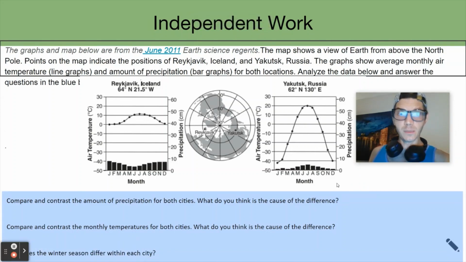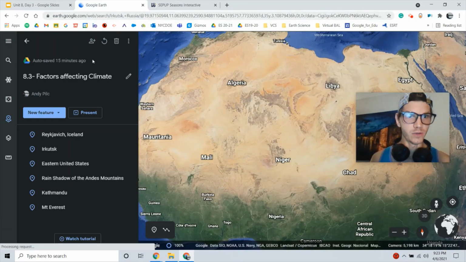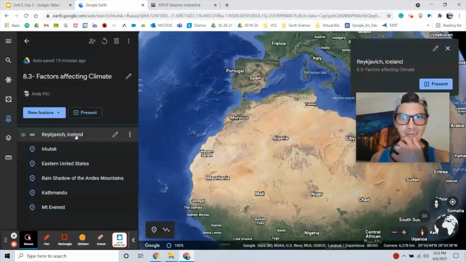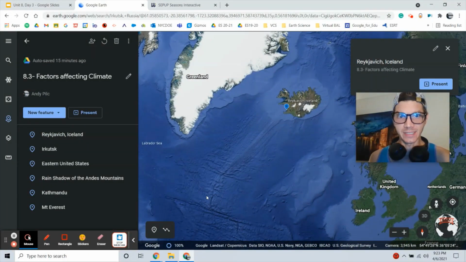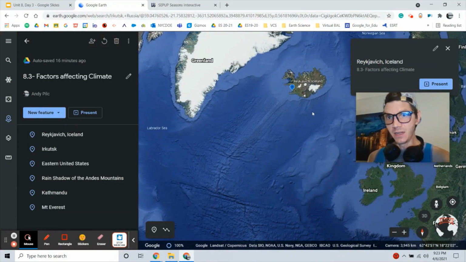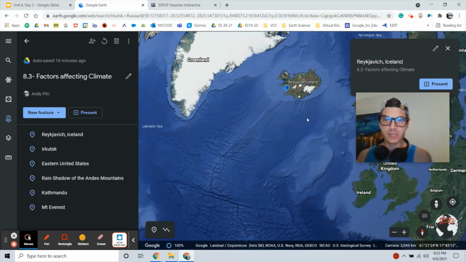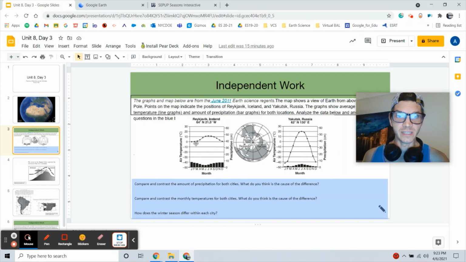Okay, now that we've looked at some of this climate data, let's switch it over to Google Earth and see why this is occurring. If we look at Reykjavik, Iceland, we're going to see that this city is right on the water, and it's really going to be influenced by the nearby ocean. So water has a very high specific heat, which means it takes a lot of energy to change the temperature of the water, which is why we see a relatively small range between the lowest and highest temperatures in Reykjavik.